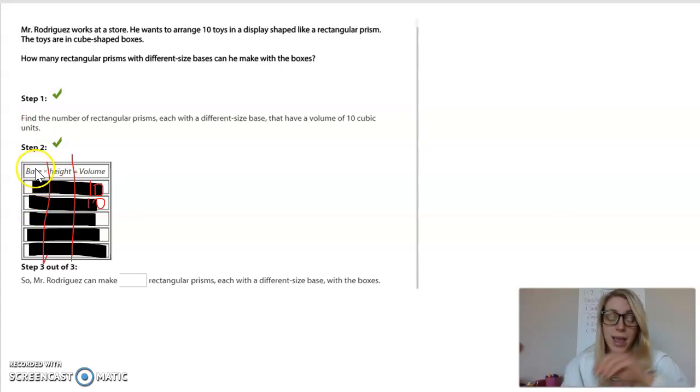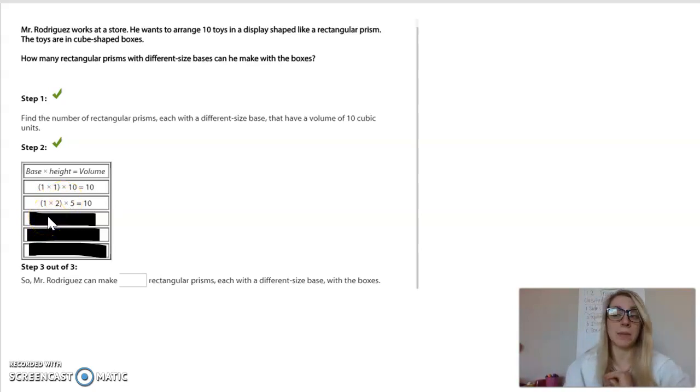So if I have a base of 1 times 1, that equals 1, and then my height is going to be 10, as you see here. And then I can go on to my next base. I know that 1 times 2 equals 2, 2 times 5 equals 10, so just moving my way up. I know I can't do 1 times 3 because that is not a factor of 10, so my next one that I'm going to be doing is 1 times 5.